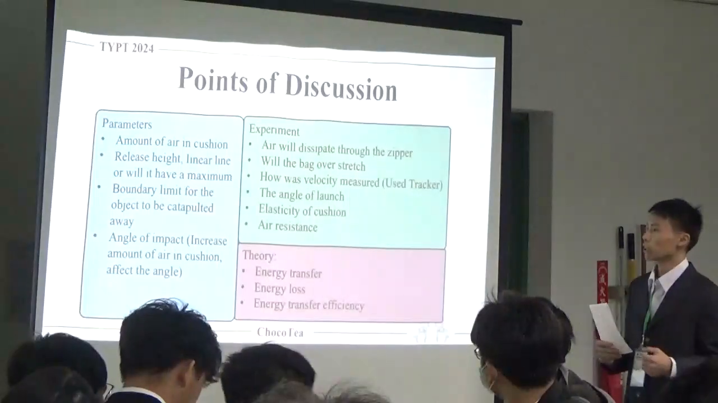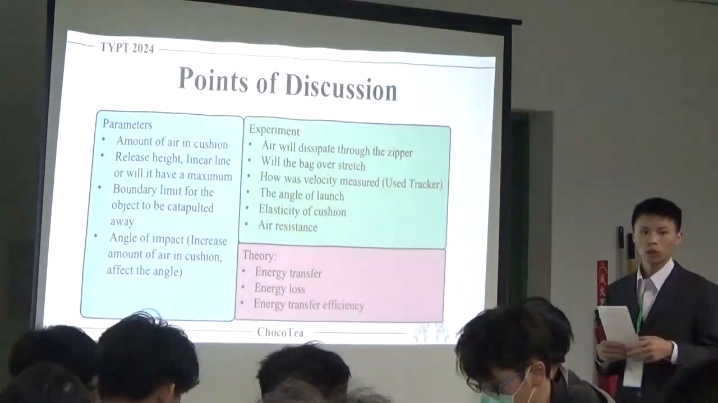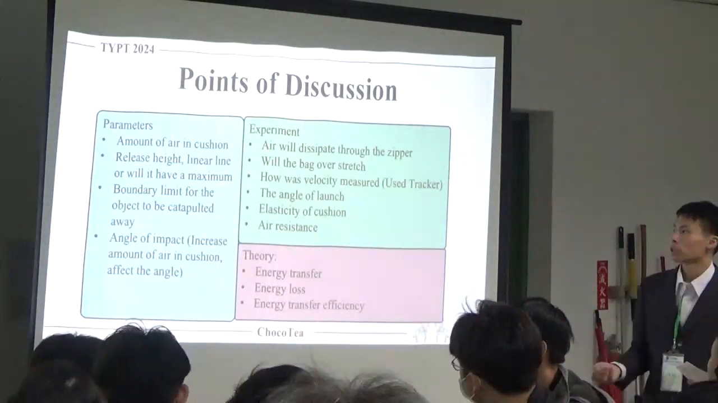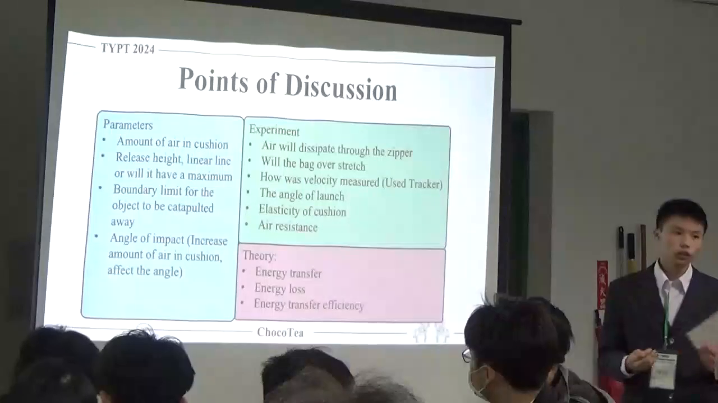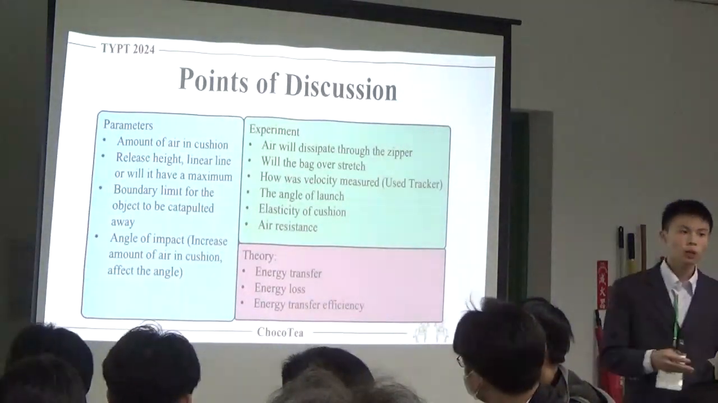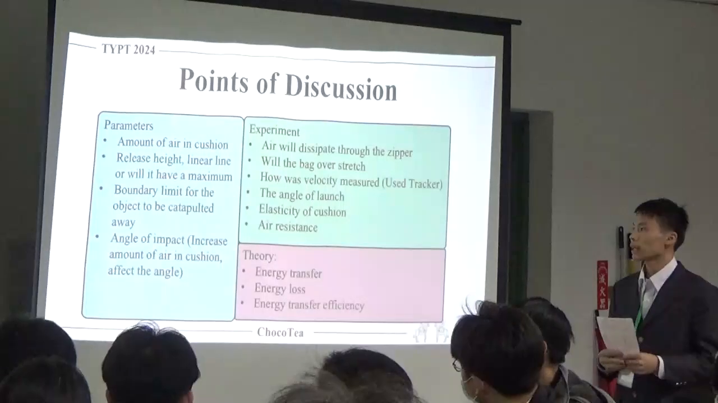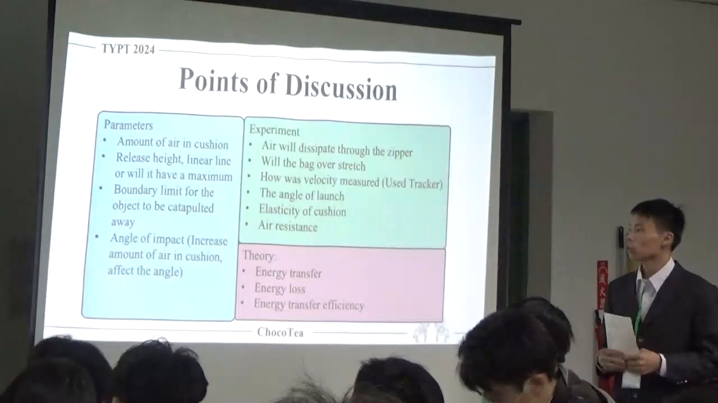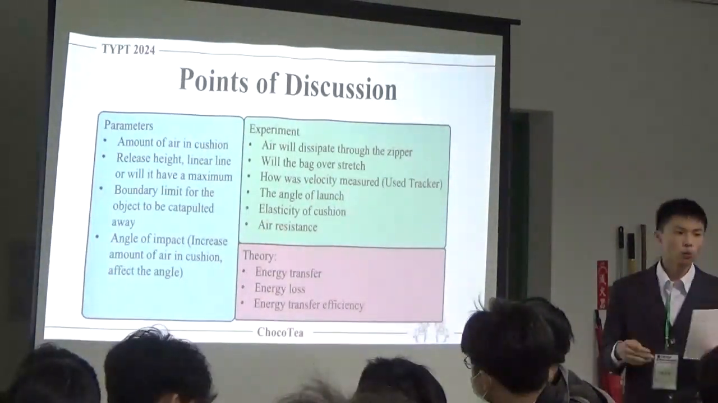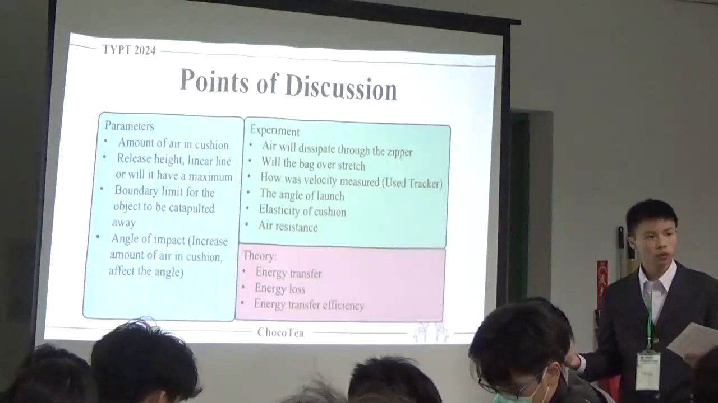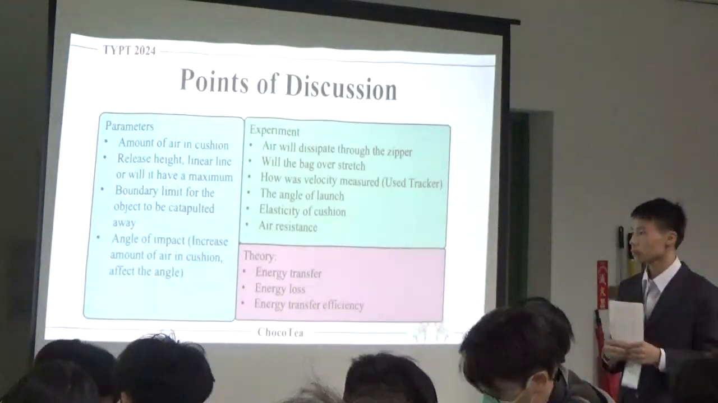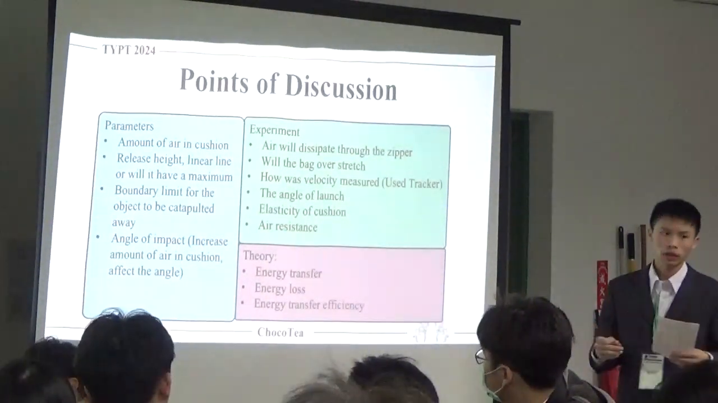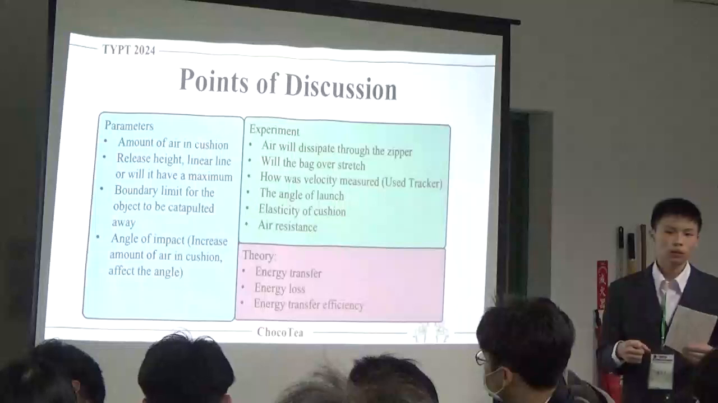So here are some points of discussion that we want to discuss with the reporter in the later session. First is the parameters, like the amount of air in the cushions. How do they define it? From volume or from pressure or something? And the release height, the inner line, or will we have a maximum? And the boundary limit of the object that can be catapulted away, like the distance, the Young's modulus, or the pressure inside the cushion. And the angle of impact that I just asked about in the short question that they didn't really explain clearly.